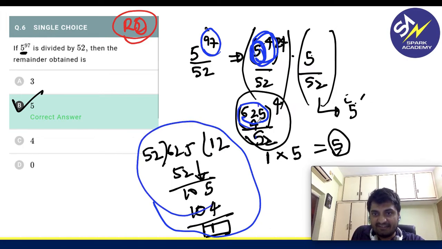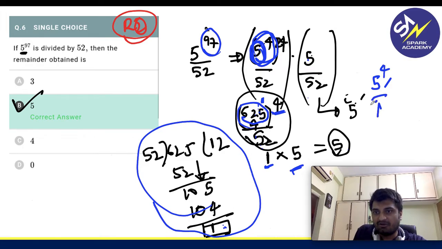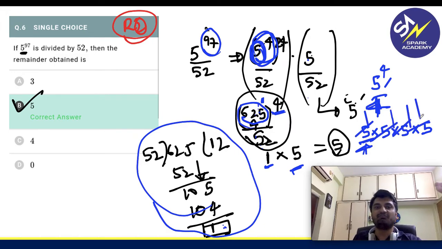So when I divide the base, I can neglect the power now, right? So the base, I'm getting remainder 1. So it will basically be 1 power 4 divided by 52. So 1 divided by 52, remainder is 1 only. Here 5 divided by 52, the remainder is 5 only. So basically if I say 5 power 4 divided by 4, how do you write this actually? 5 power 4 means what? I can write 5 into 5 into 5 into 5 whole divided by 4, right? So each one I can divide by 4. 5 divided by 4, remainder 1, 1, 1. So 1 into 1 into 1 is 1 only. So it's a simple example of that.